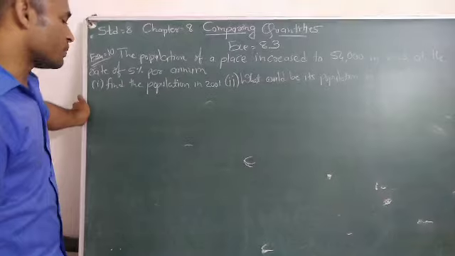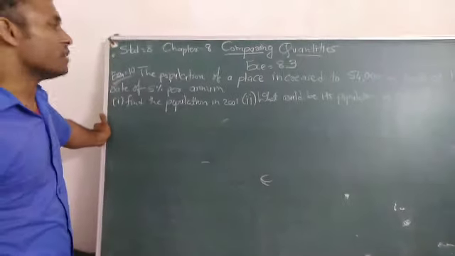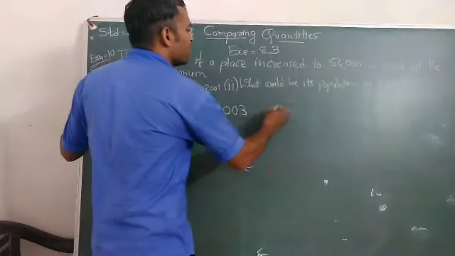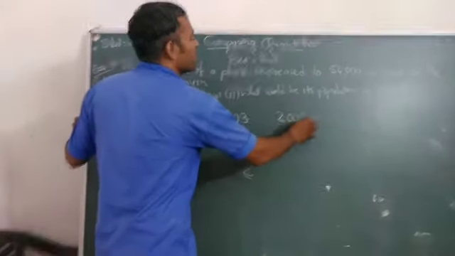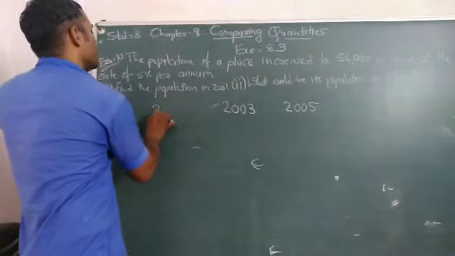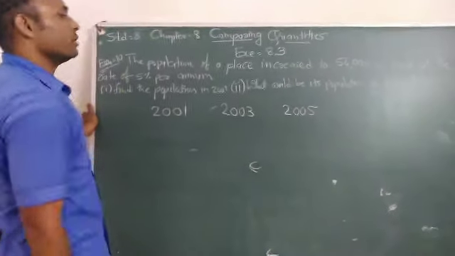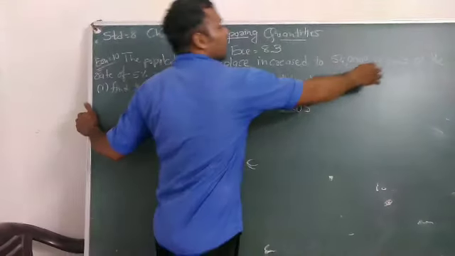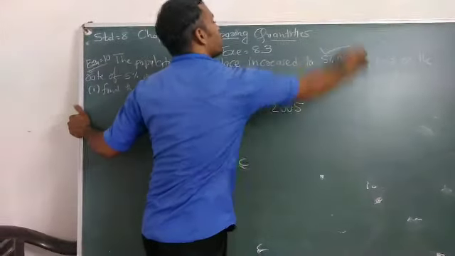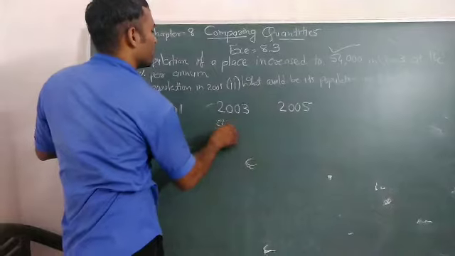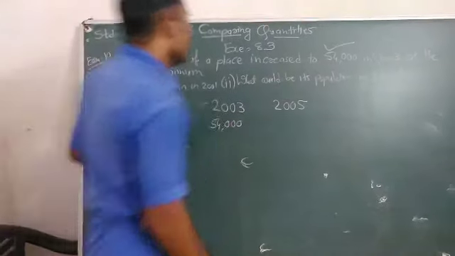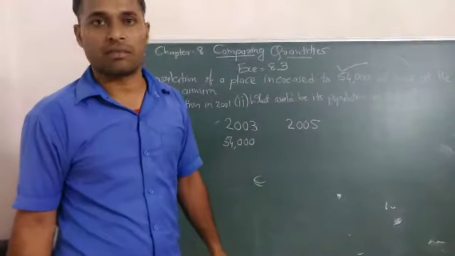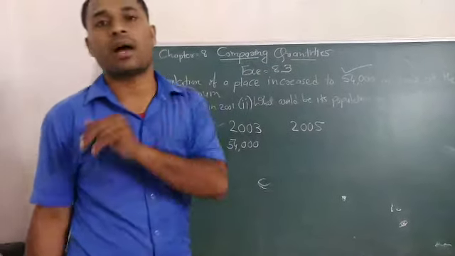Now, first of all, understand the question. Here is 2003. After 2 years, it becomes 2005. Previous 2 years, it becomes 2001. Okay, there are 3 years. Current year is 2003. Its population is 54,000 in 2003, and it will be increased at a rate of 5%.